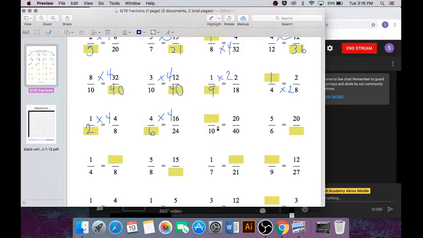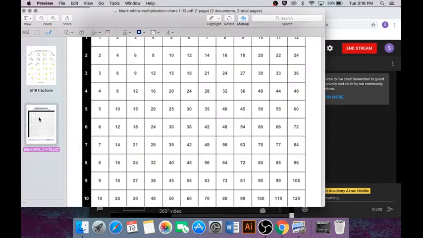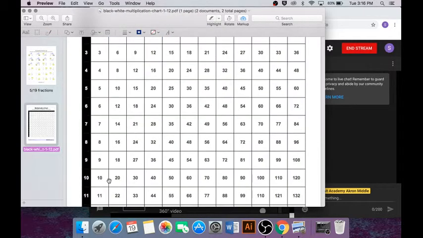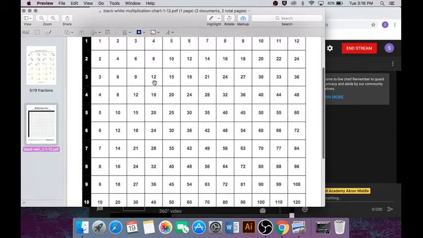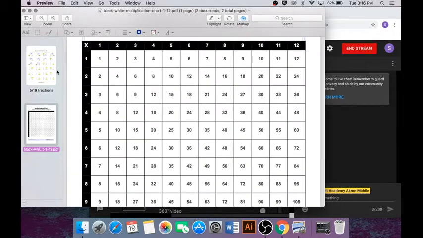Next one, we have our denominators. We have 10 and 40. So we're going to use our 10 times table to find 40. So in our 10 times table, here's 40. And if we go up, 10 times 4 is 40.